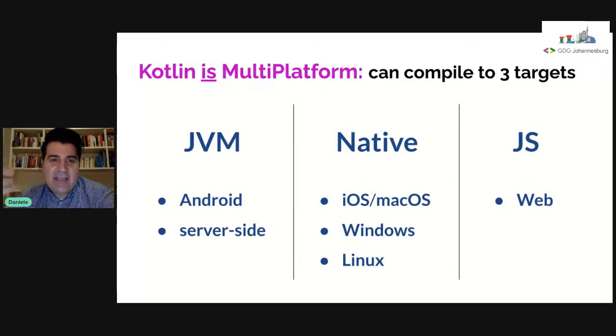It is definitely a multi-platform language, and so it's able to compile to JVM and for Android or for server side, as we saw in a talk earlier during this meetup. We can compile it to native if we want to target iOS or macOS or Windows or Linux, or we are able to compile to JS if we want to target the web. And then there's going to be a fourth target, which is going to come possibly in 2022, which is going to be WebAssembly.